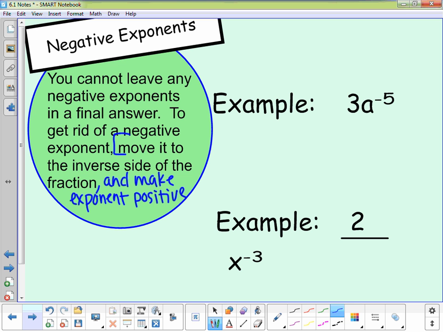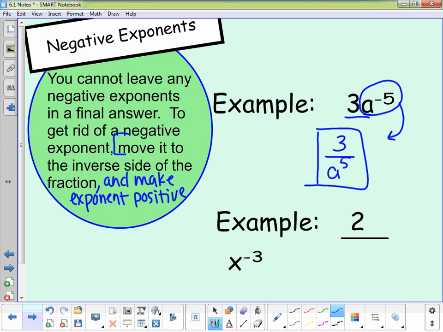So for example, I have 3 times a to the negative 5th power. This a raised to the negative 5th, I can't leave that there. That's the only part that's being raised to the negative power. So that's going to need to move down into the denominator of a fraction. So what happens here is I leave the 3 on the top, and in the bottom, I now have a raised to the positive fifth. So I move my power down and I make my exponent positive.